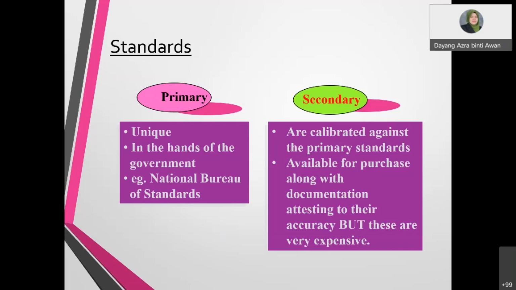So sometimes the secondary standard is available when you buy that type of equipment. Okay, so they come with some documentation and sometimes they are very expensive compared to the national standard or what we call as the primary standard. Okay.